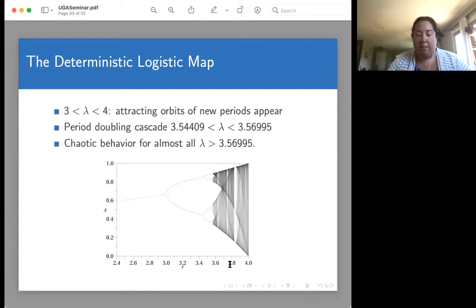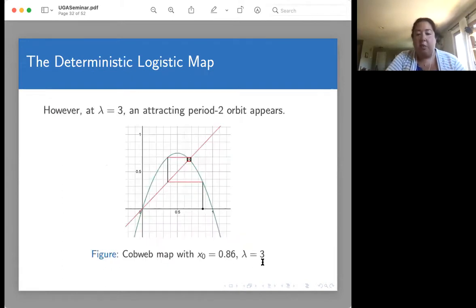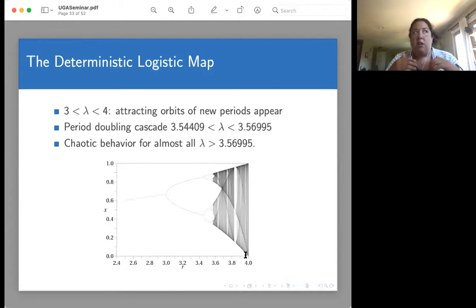One of the reasons the logistic map is so famous is because it's an example of what we call a chaotic system. If I keep bumping up the parameter value, looking at 3.1, 3.2, 3.3, I start seeing new attracting orbits show up. Eventually I'm going to see an attracting period 4 orbit, and an attracting period 8 orbit, and an attracting period 16 orbit as I keep increasing the value of lambda. That's what we call a period doubling cascade, because the periods of those attracting orbits are doubling each time.